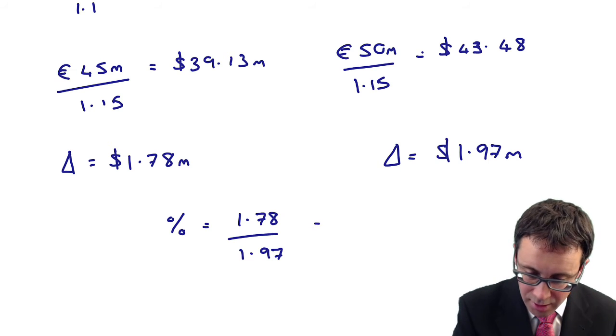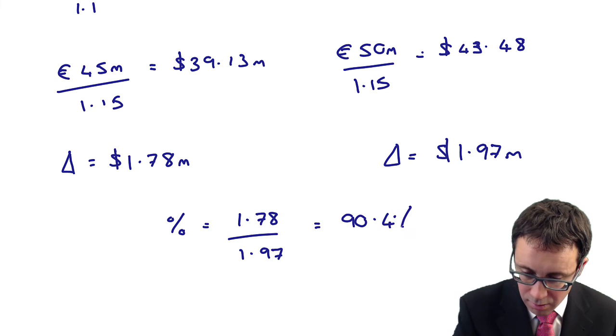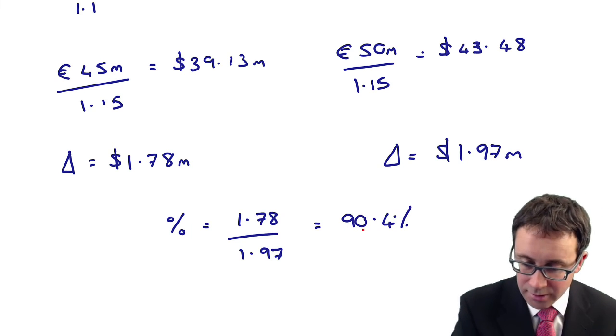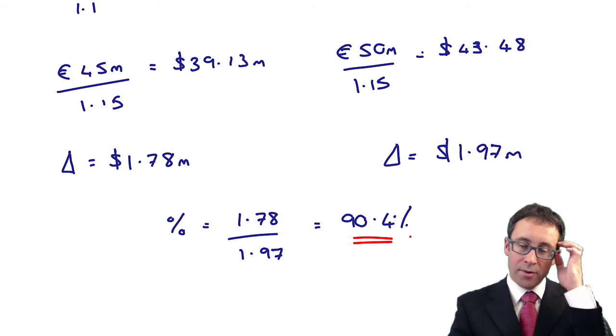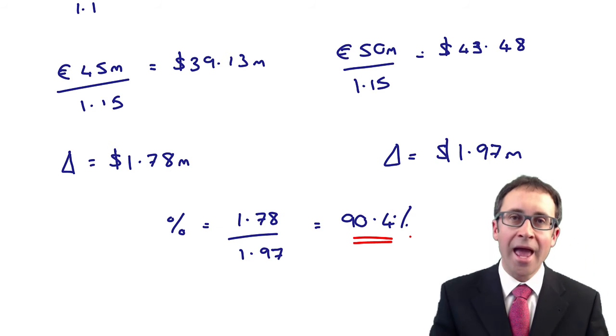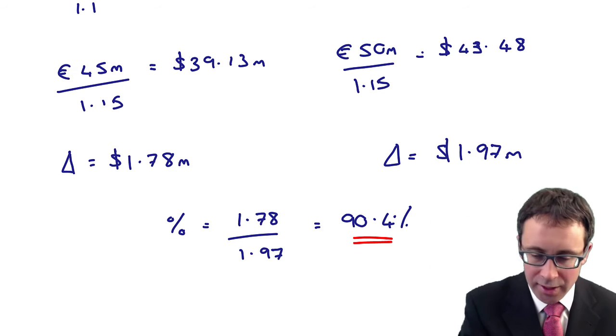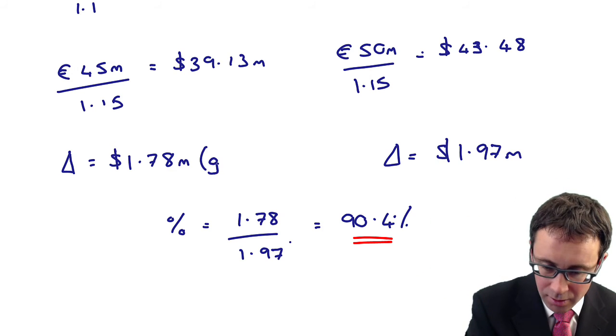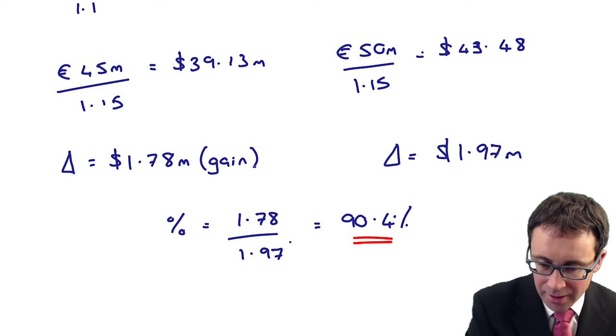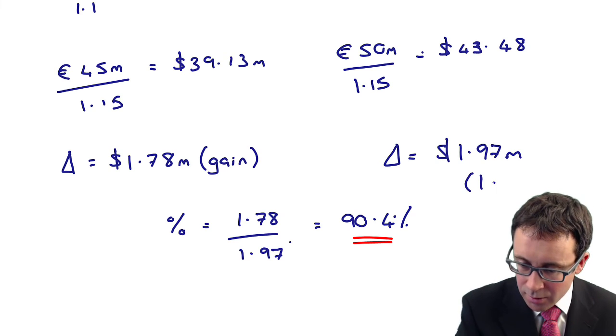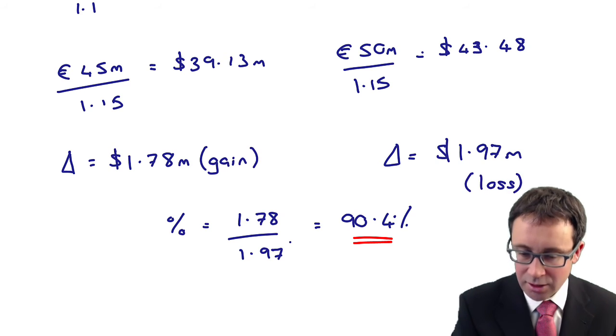That works out there, if we want to be specific, 90.4%. There we go. Okay, excellent. Again, if you want to be specific, you didn't have to within this question, but we're just adding a bit as we go along. A reduction in a liability is a gain. A reduction in your assets is a loss.